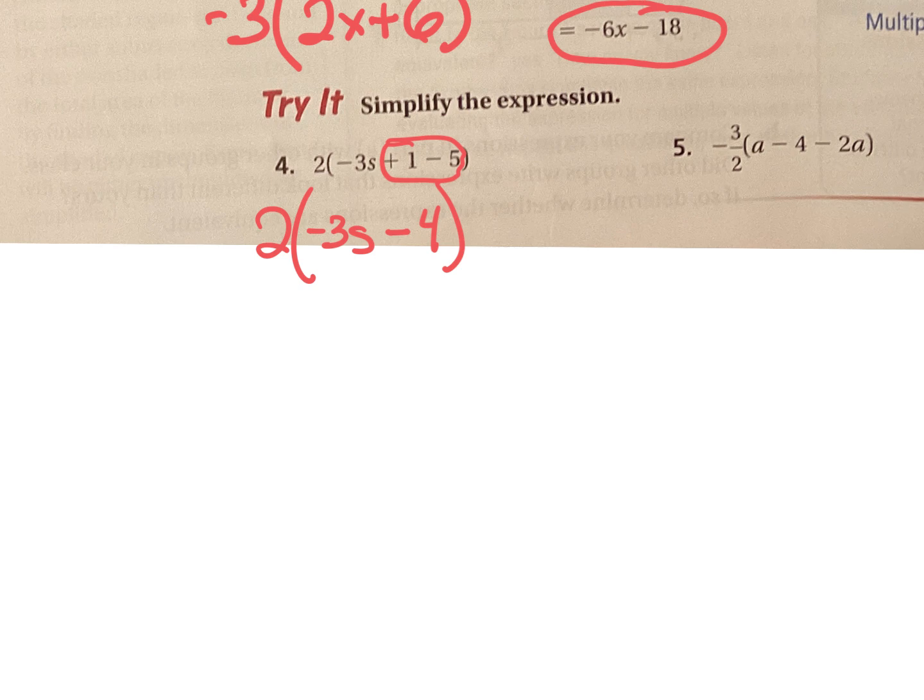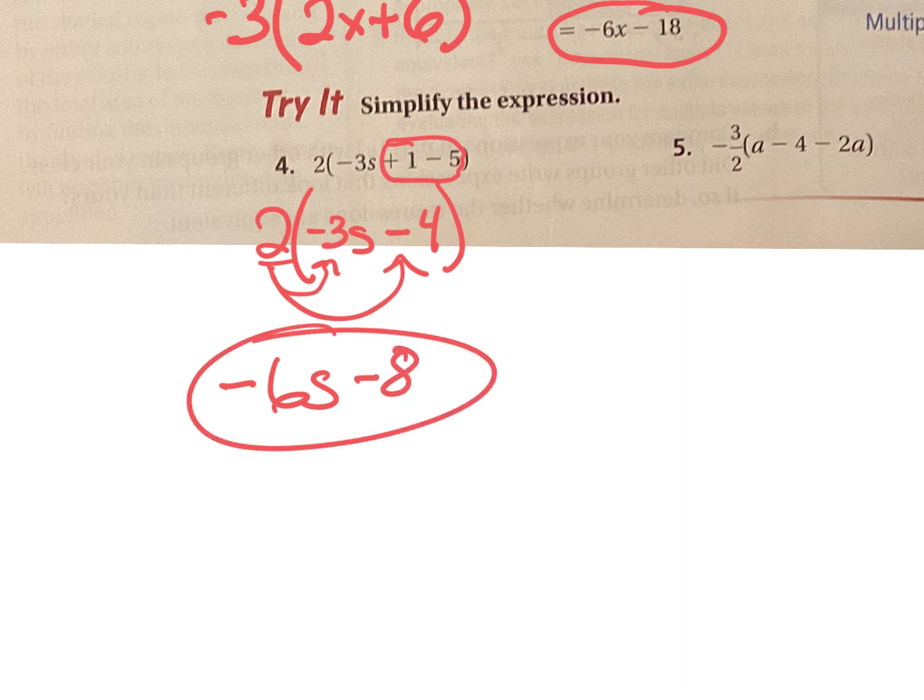Okay. Now I just do this times this part and that times that part. 2 times negative 3s is negative 6s. And 2 times negative 4 is negative 8. And so I get negative 6s minus 8.